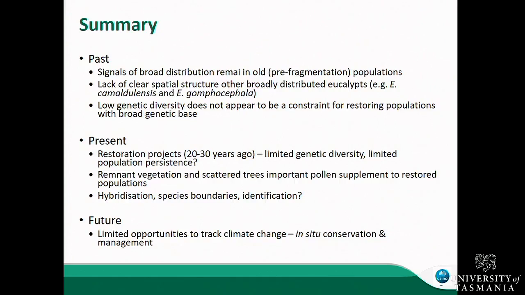And I think there is this still big undetermined morass of hybridisation, what's the species boundary, and clear identification issues for this species. And the future, I think there are real limited opportunities for this species in particular to track with climate change because there's no space for it to go to. So in situ conservation and management is going to be key to helping this stay in the landscape. Done.